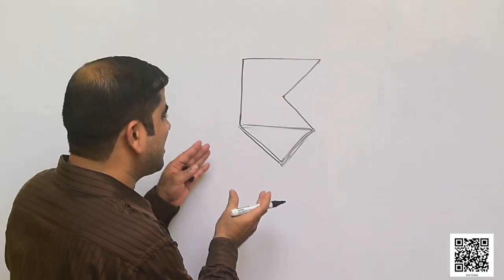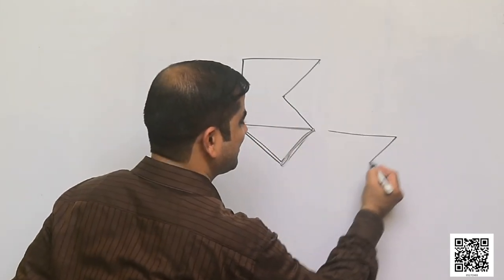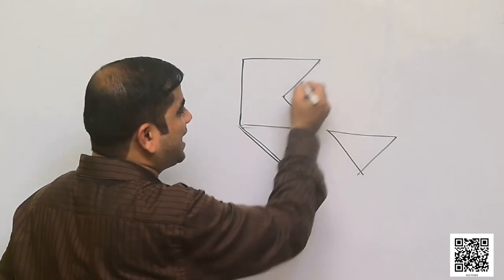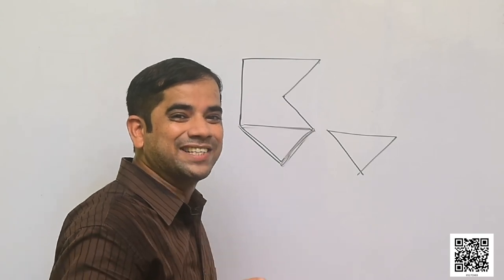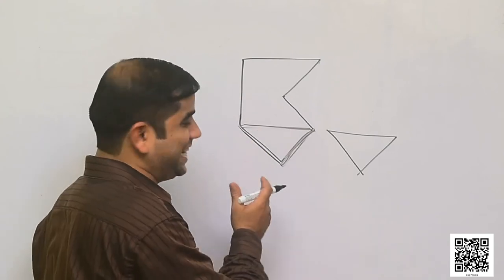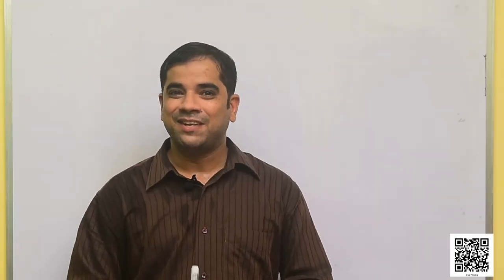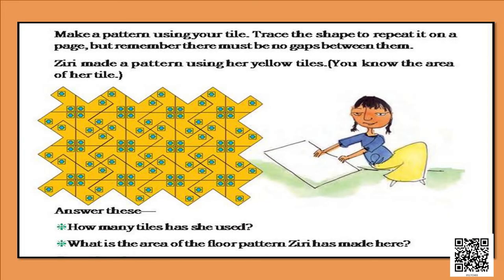Now let us turn it and try to fix it. You can find out if I cut it like this, it fits over here by making the square full. So the area of the square remains the same. After making the pattern of a tile, we see that the area remains the same, that is 3 square centimeter, which was the area of the square previously, and now it is the area of the tile that you have made by yourself. Okay, students, now you have a task to make a pattern using your tile.